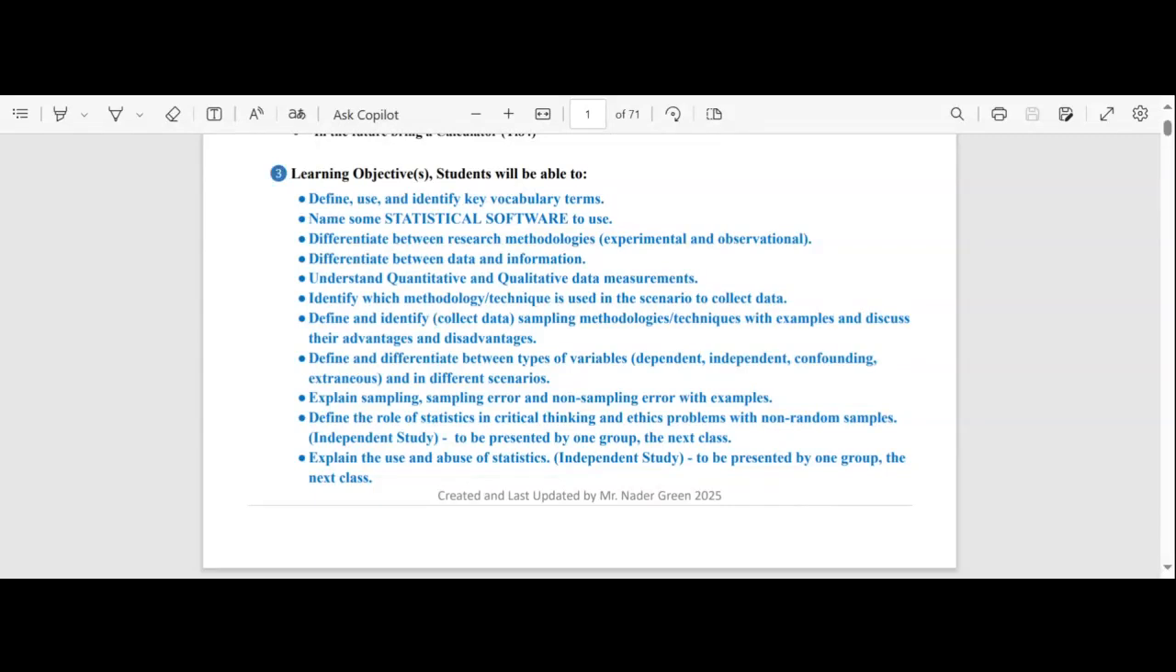And just abbreviations for those two last points. So one group for this one and one group for the second one. The first group is the role of statistics and critical thinking, ethics problems with non-random samples. Another group, use and abuse of statistics. Is this clear? Clear. So you have to decide which group you're going to be making it. Please send me by email the group and which topic you're going to use. You can decide on WhatsApp.